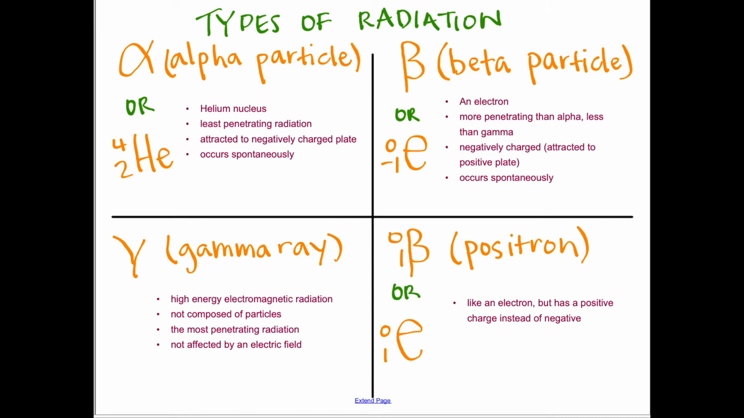Gamma rays are high energy electromagnetic radiation. They are not considered to be composed of particles. They are the most penetrating radiation. They're not affected by an electric field. And then a positron is another type of radiation. A positron is exactly like an electron in that it has almost no mass, but it has a positive 1 charge instead of a negative 1 charge.